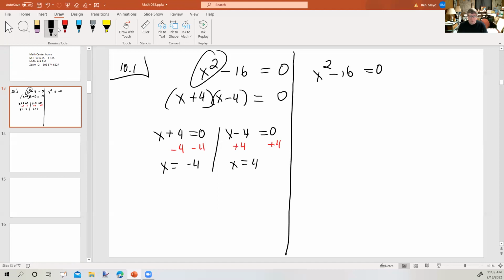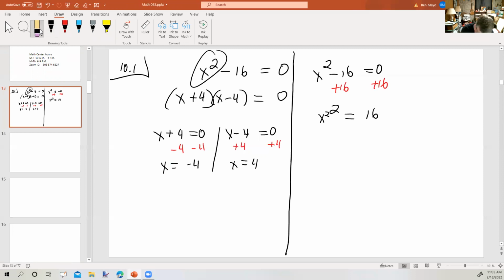All right, let's take another look at this problem and consider a different way to do the problem. What we're going to do, we're going to put the equation in a form where on one side of the equation we have a perfect square that contains the variable, and on the other side of the equation we'll have a constant. So to do that, in this case, I add 16 to both sides of the equation, and I get x squared equals 16.